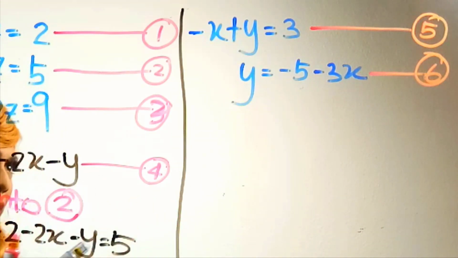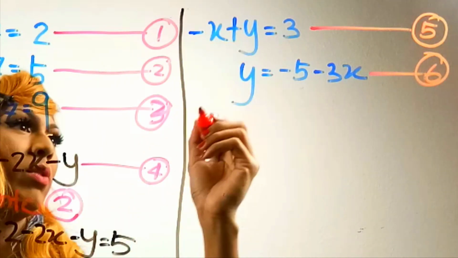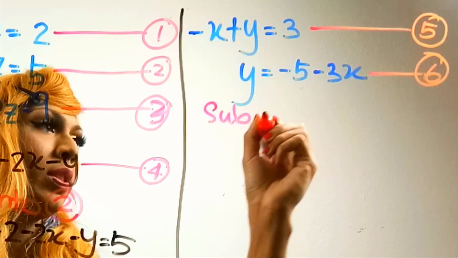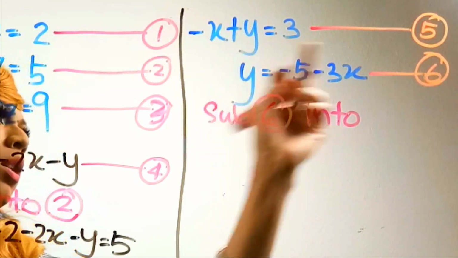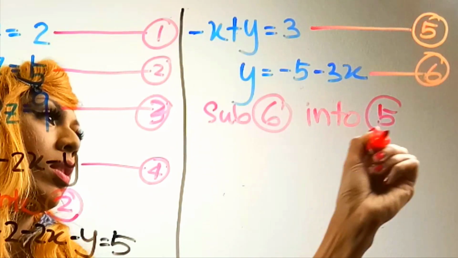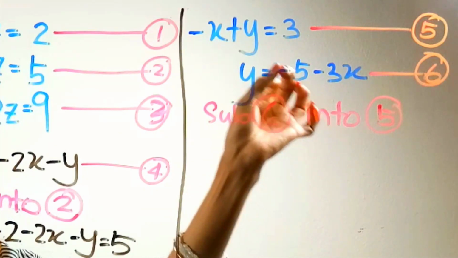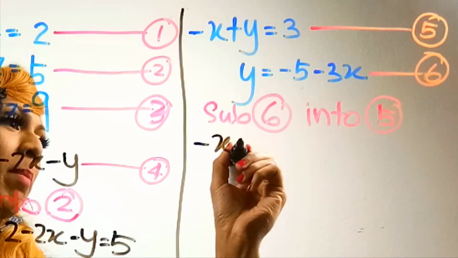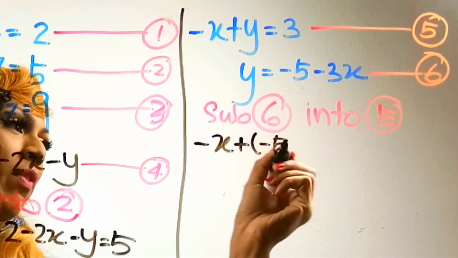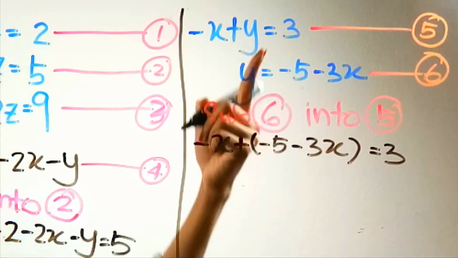So very easy. All we have to do is substitute this 6, which is y, into here, and we will get our x value. Okay, so I will say substitute 6 into 5. So I will take this 6, substitute it into 5, which is take this, put it in y. So I would have negative x plus y, which is this one, negative 5 minus 3x equivalent to 3, right?